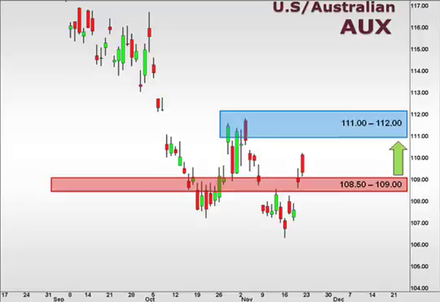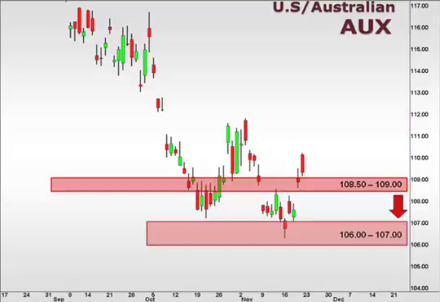Now, the 111, 112 focal zone becomes a logical target to the upside. However, this does not mean that the trend in force is changing. It would take a break above 111, 112 in order for us to be a little more bullish with respect to the US dollar against the Australian dollar. If we see the pair value migrate back down and drop below 108.5, 109, then we're going to be looking at a test back down into this 106, 107 box.